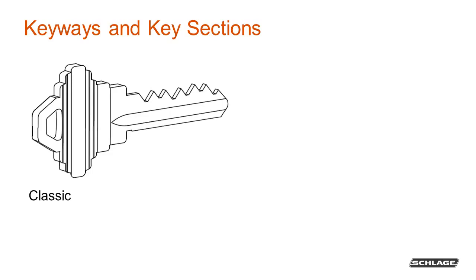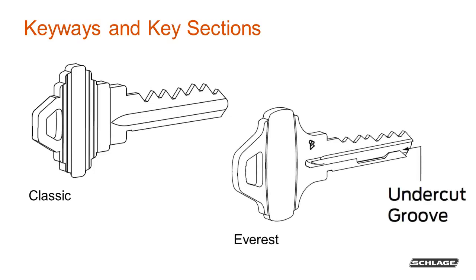The classic open keyways are called the obverse family. These include C, E, and others. The C keyway is probably the most widely used keyway in the industry. Everest and the newest patented version, Everest 29 keyway families, have both open and restricted keyways and key sections.